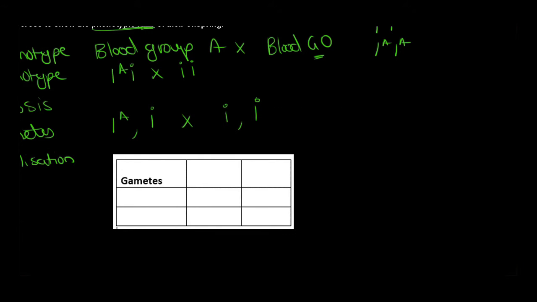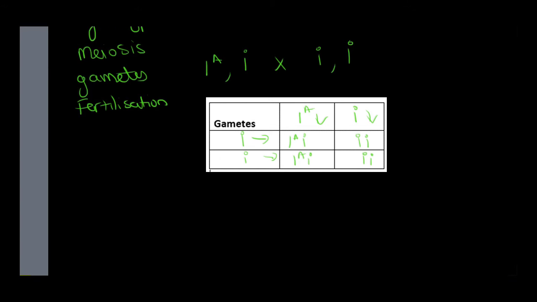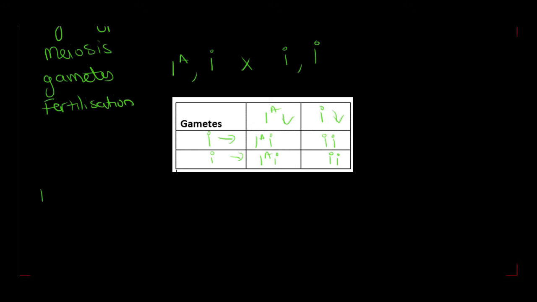Okay, there we go. So going down the sides, A is obviously dominant, and the i, which is blood group O, is recessive. So this side, this is what you'll have. Then you can show the F1 generation genotype. So the genotype is going to be 2 of those and 2 of these.